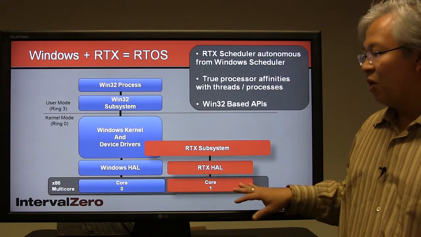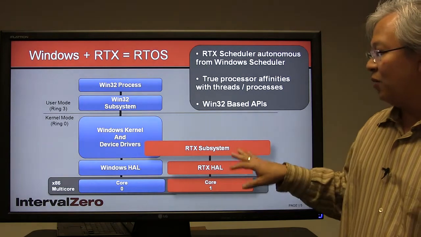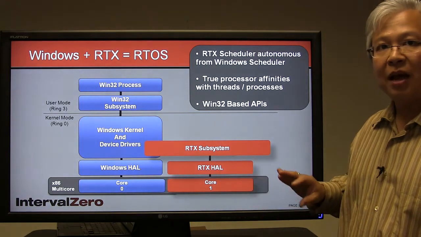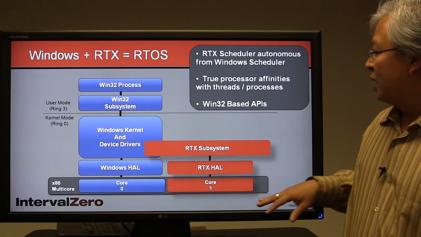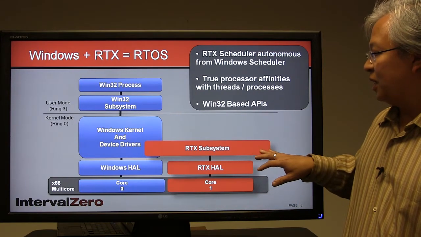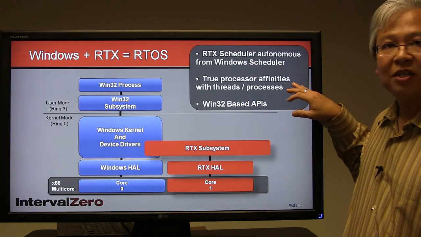We have a separate real-time scheduler that Windows cannot interfere with, and so any real-time functions can be scheduled and be truly deterministic down to, for example, the 1 microsecond level. Also, the thing you should know about the RTX scheduler or the subsystem is that it supports true multiprocessor affinities.